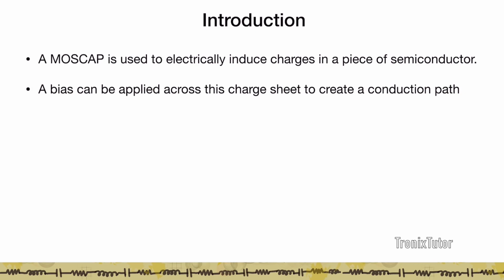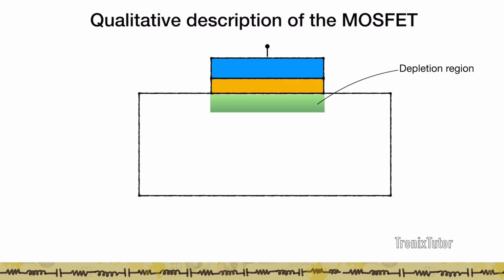A MOS capacitor is used to induce charges in a piece of semiconductor, and then we apply a bias across these induced charges and create a conduction path that is able to conduct current. So let's look at a couple of ways to think about how a MOSFET works. Let's look at a piece of silicon which has a gate and an oxide on top of it.